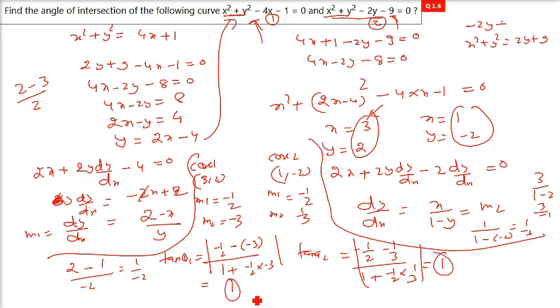In the previous question also we got 9 by 2, if you remember. So theta is tan inverse 1 in both the cases. But tan theta is 1 means theta has to be pi by 4, 45 degrees. So theta is pi by 4. This is your answer, okay, 45 degrees.